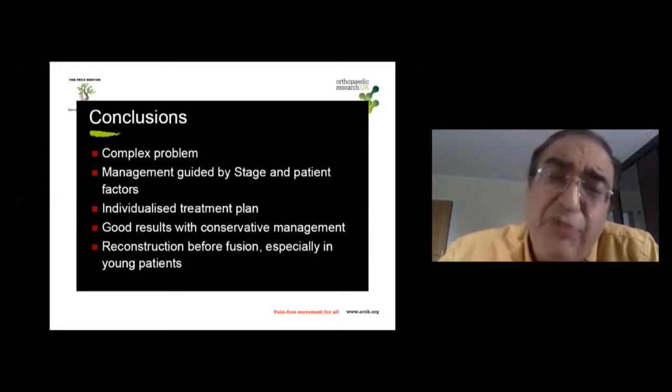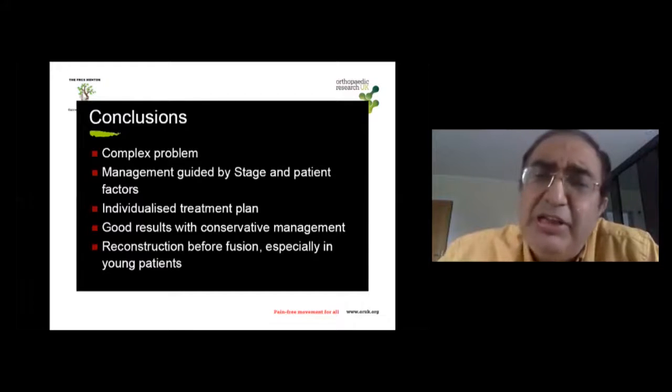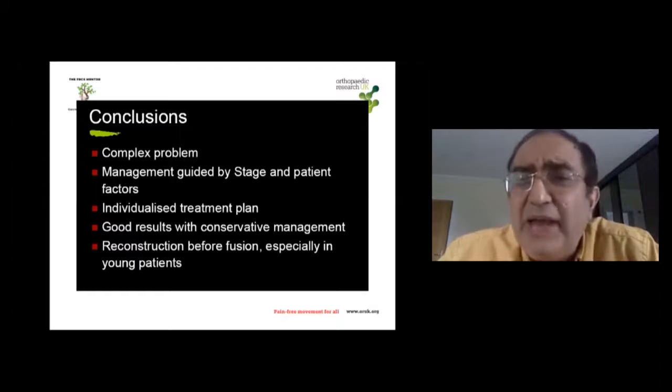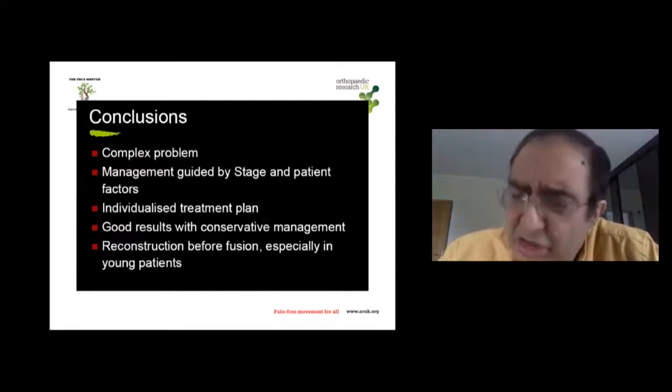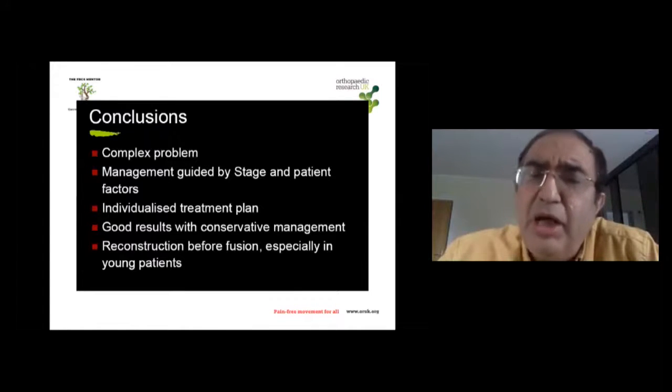Of course, stage 4 tib post, I haven't spoken about that. But stage 4 tib post is basically because of a long-standing valgus producing a deltoid insufficiency. So in 4A, it produces a correctable ankle valgus. So you can do a deltoid reconstruction. Whereas in 4B, it produces ankle arthritis. So there you'll have to do a hindfoot fusion.